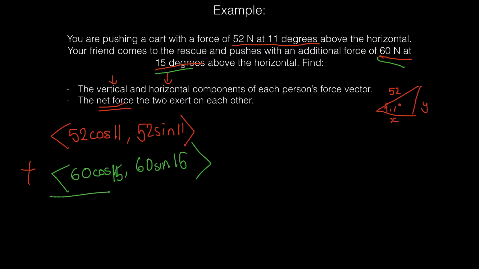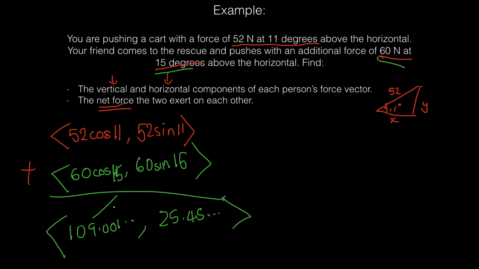Okay, and now you could just add the two and you get an answer. If you added them in your calculator, that would be about 109.001 repeating something, and 25.45 something. So these would be your two components. Now we need to add them. To get the net force, we need to add them, and we've already got that.